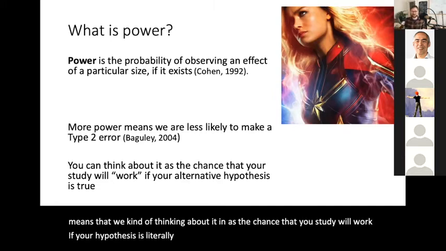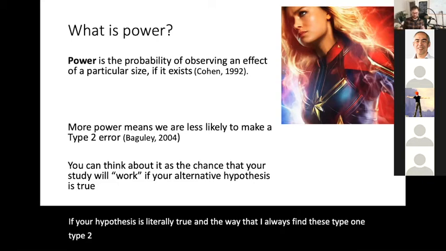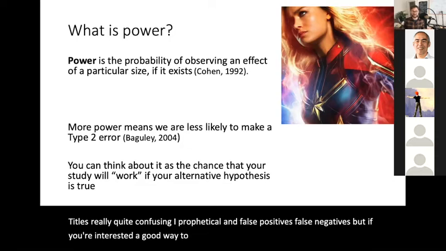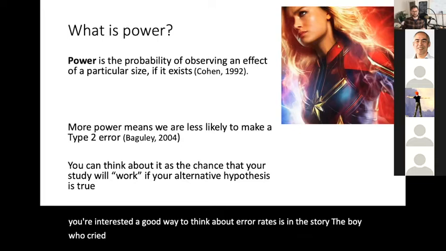The way I always find these type 1, type 2 error titles really quite confusing. I prefer to call them false positives and false negatives. But if you're interested, a good way to think about error rates is the story The Boy Who Cried Wolf: the villagers in that story commit a type 1 error followed by a type 2 error, in that order.